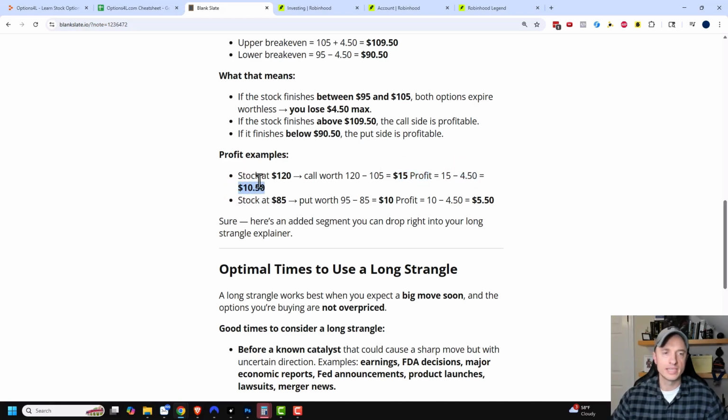And another example, the stock drops. So the stock drops down to $85. Your put is worth 95 minus 85, which is a $10 profit, and then you've got to subtract out your $4.50 debit. Gets you a $5.50 profit.